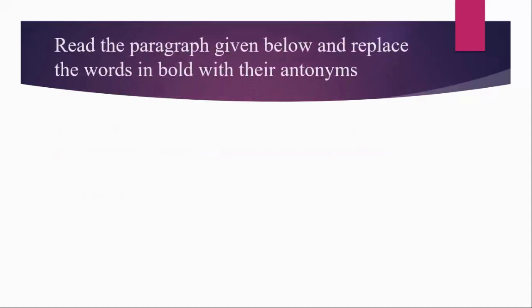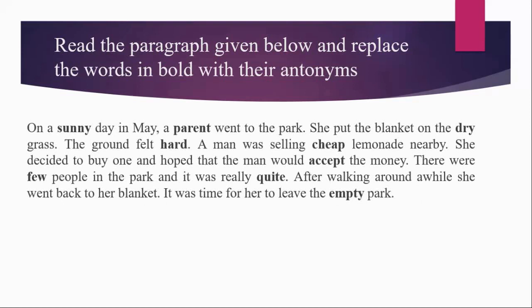Now the next task is that you are supposed to read the paragraph given below and replace the words that have been written in bold by using their antonyms. All right. On a sunny day in May, a parent went to the park. She put the blanket on the dry grass. The ground felt hard. A man was selling cheap lemonade nearby. She decided to buy one and hoped that the man would accept the money. There were few people in the park and it was really quiet. After walking around a while, she went back to her blanket. It was time for her to leave the empty park.